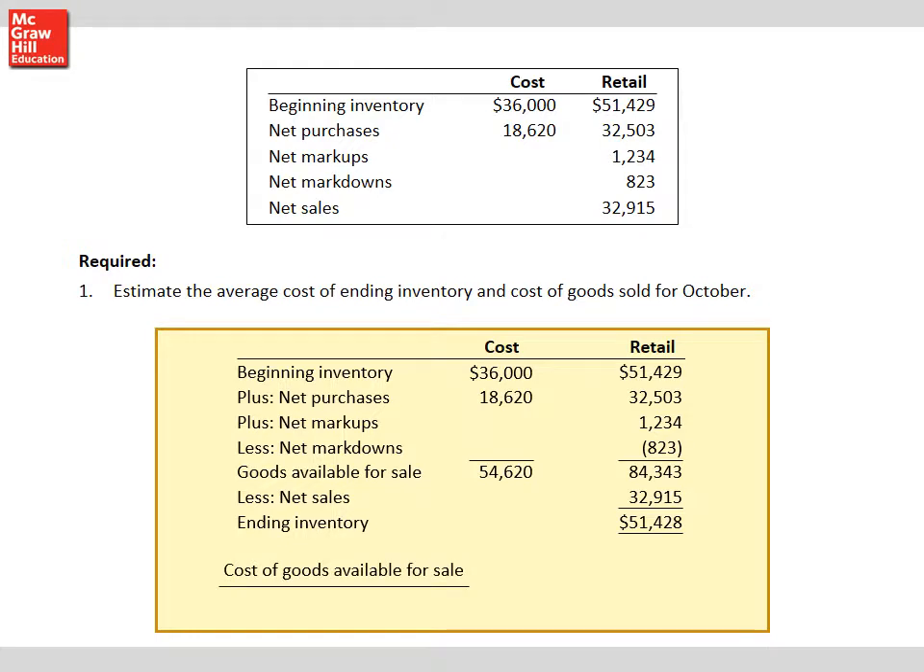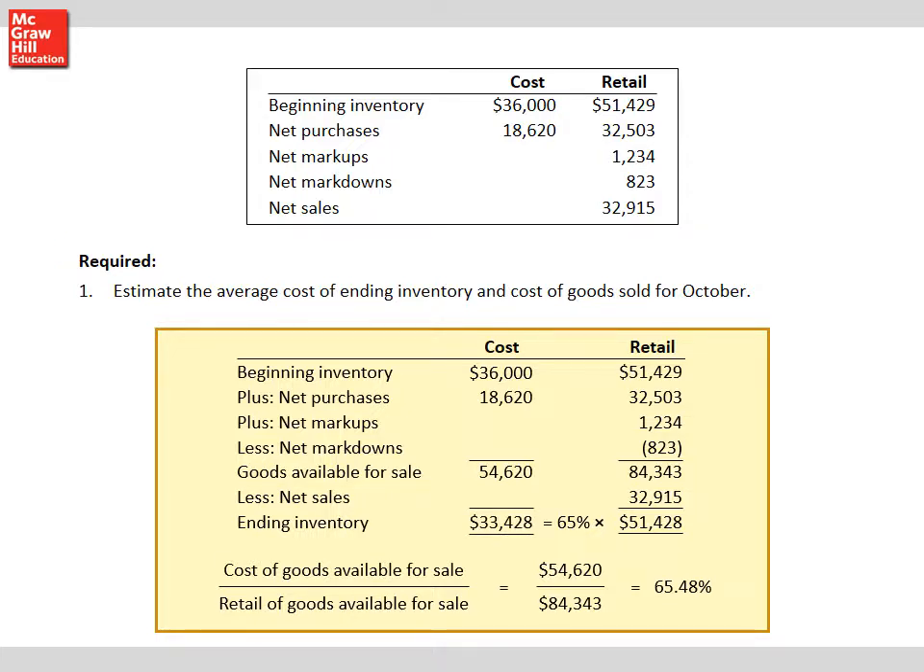And under this method, we would take the total cost of goods available of $54,620 and divide it by the retail of goods available for sale of $84,383, and that is our cost to retail percentage. So what this is saying is cost is 65.48% of retail. So all you need to do to determine ending inventory is multiply your ending retail inventory value by 65.48%.